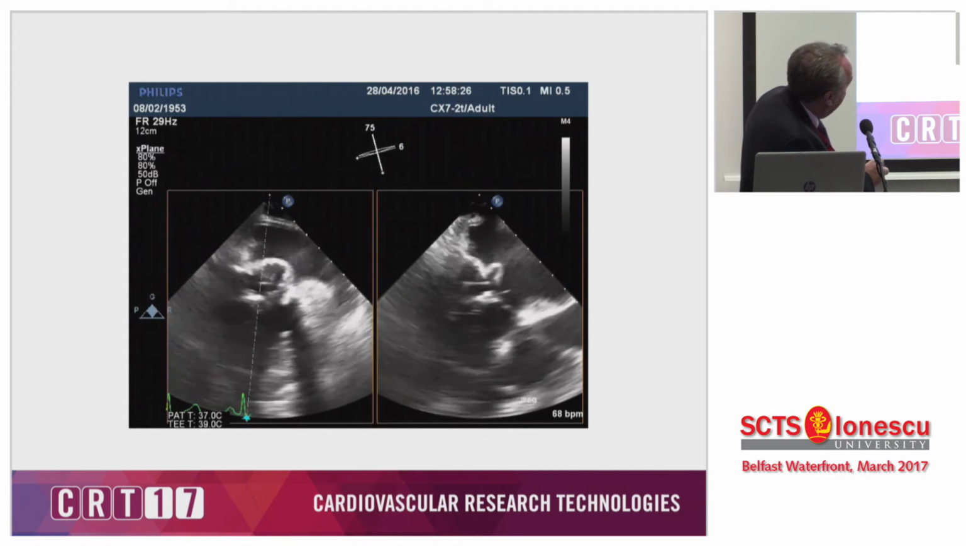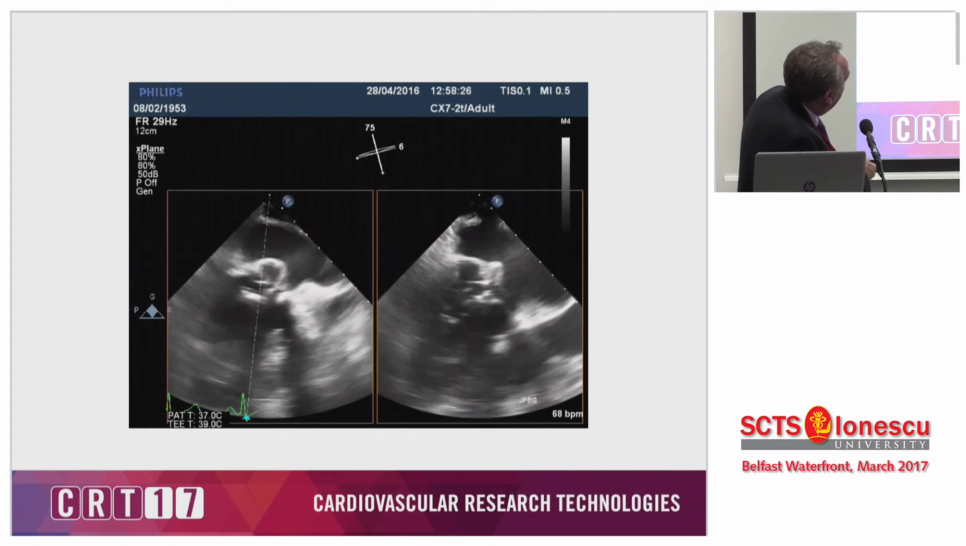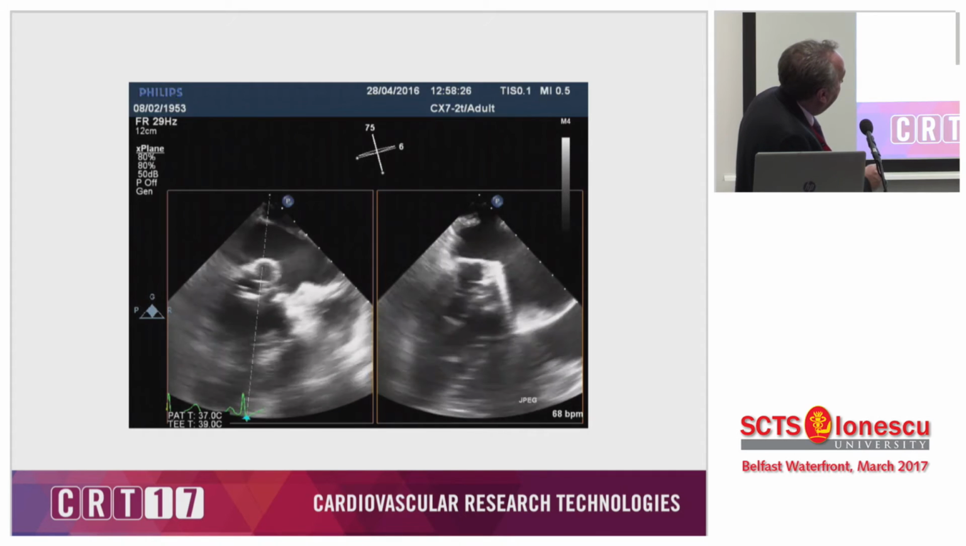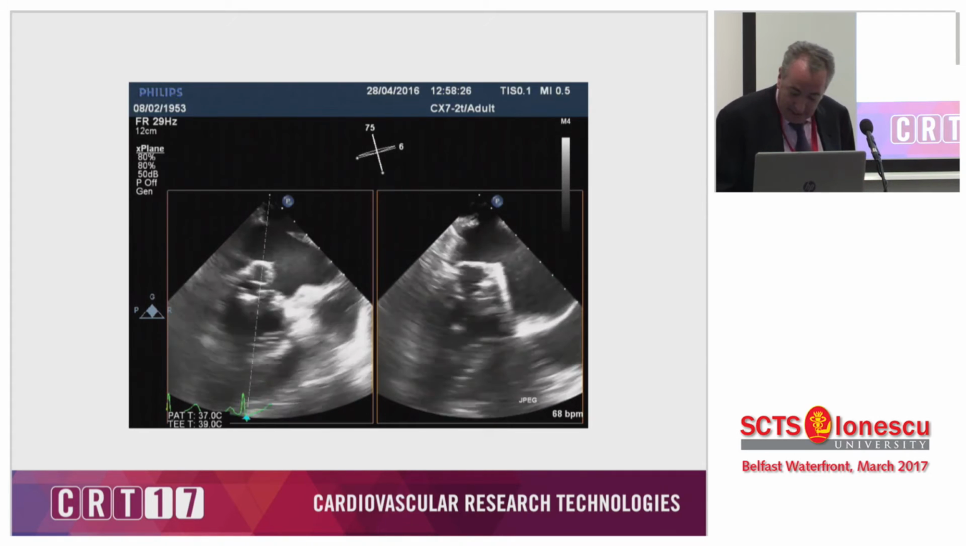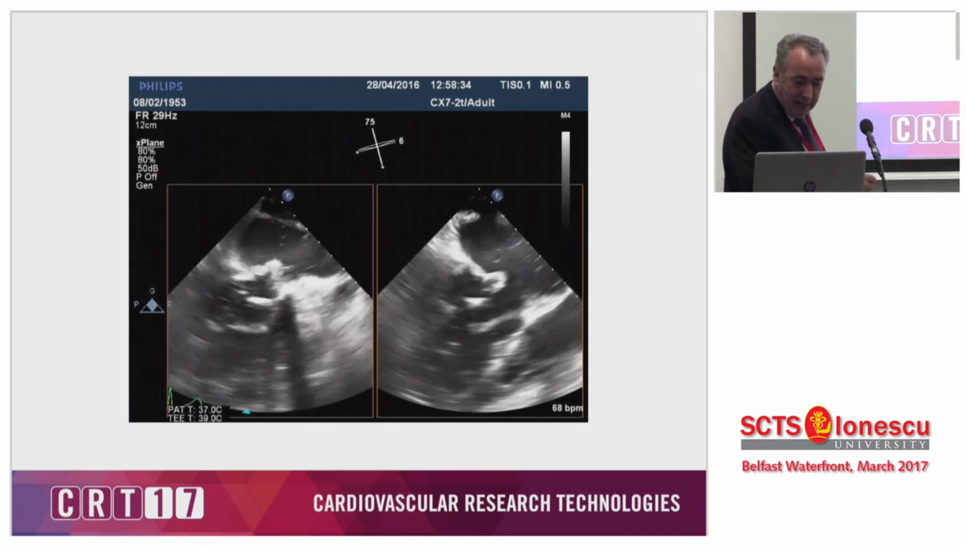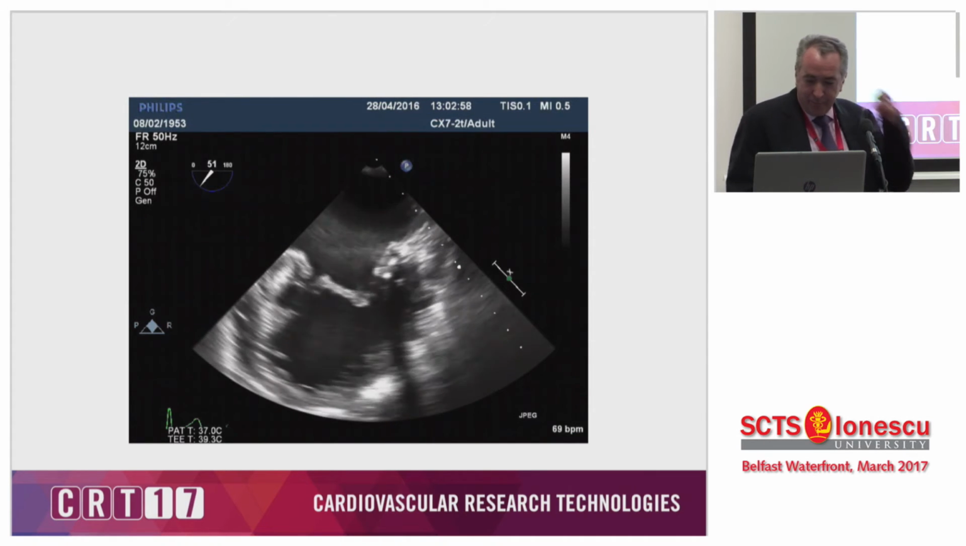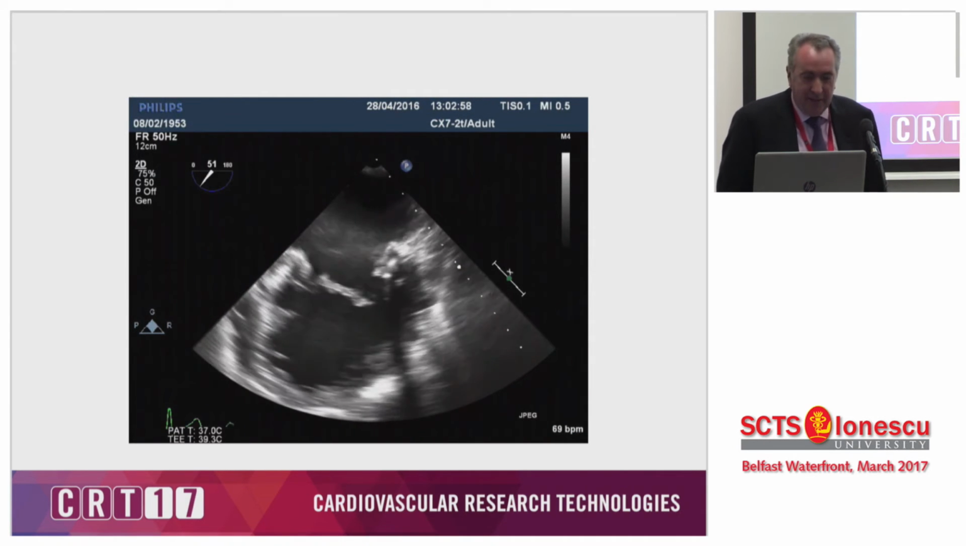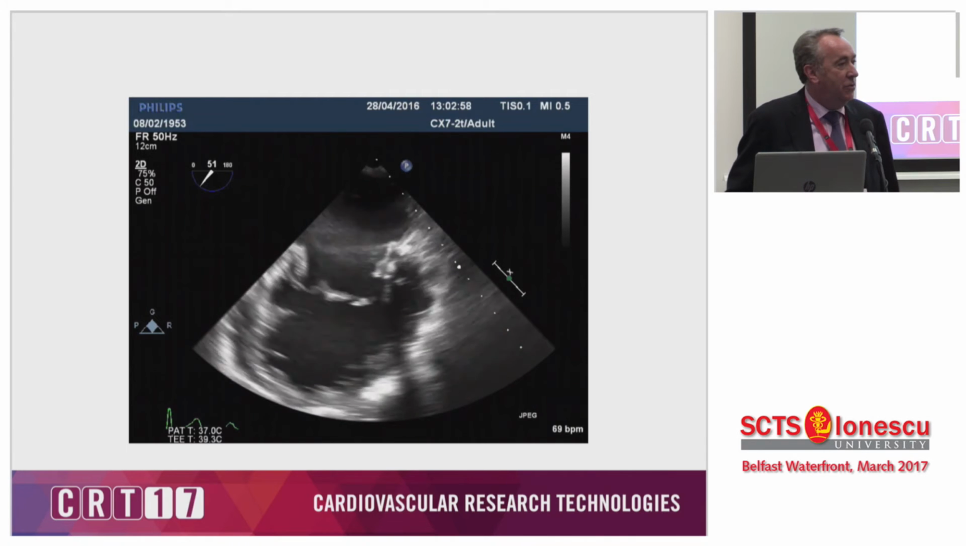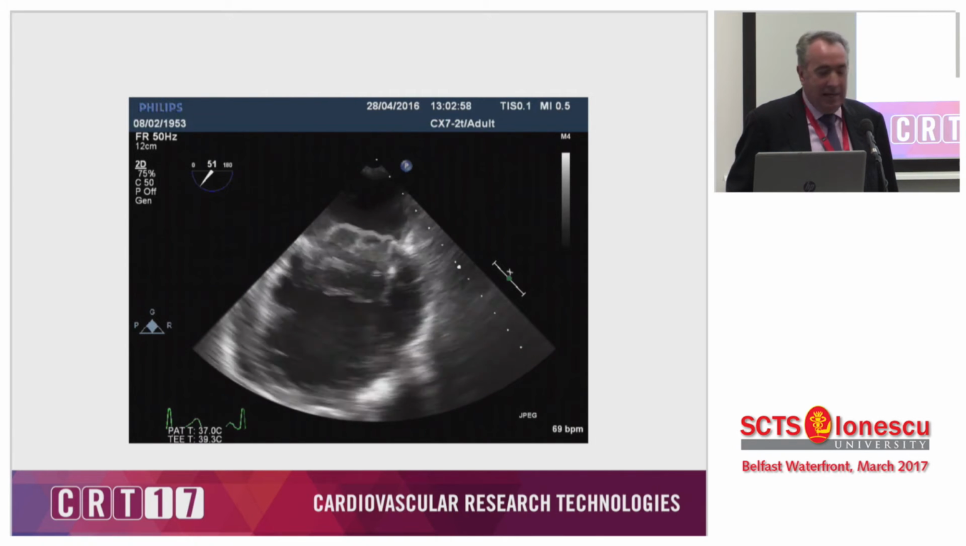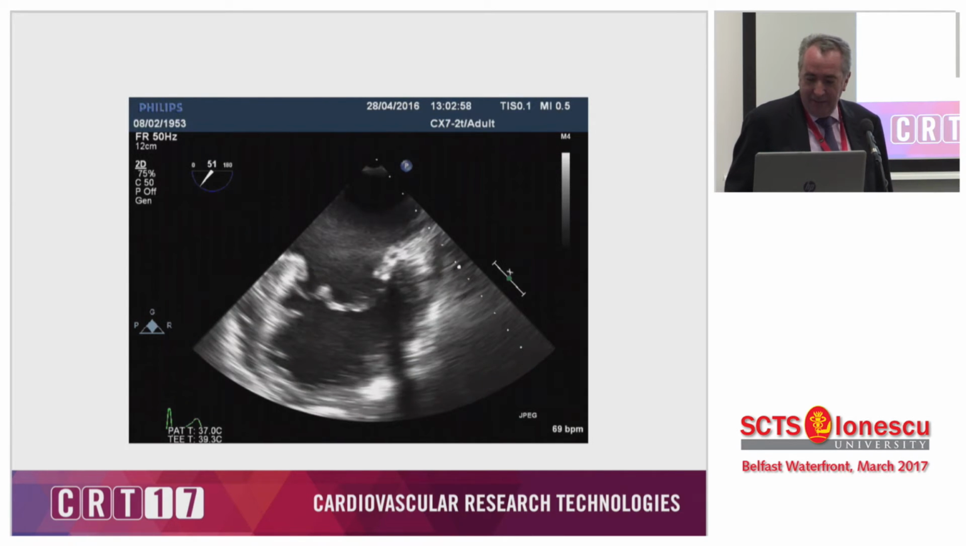This is all done in this sort of X-plane view. So you've got a bicommissural view and a long axis view. And here you can see we've got the device to the leaflet, and we've fired it into the left atrium. And here we've implanted a number of cords, and you'll see the loose knots flying around on the atrial surface of the leaflet.